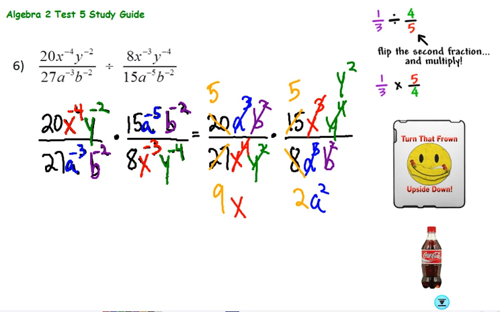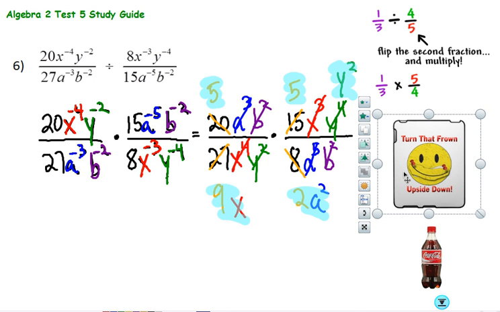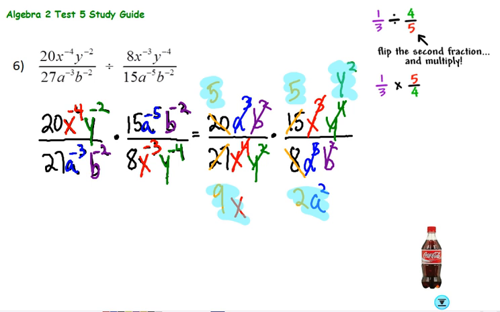So let's take a look at everything that's left over. Looks like I got a 5 left over. Well, that's not a very good color. Let's try another one here. That might be worse. We're going to go with it. So 5 y squared, we got a 9x, and we got a 2a squared. So let's put all that together. We did turn our frowns upside down, so we could say goodbye to them. What's on top there is 5 times 5, which would be 25. So you got 25y squared over 18a squared x.